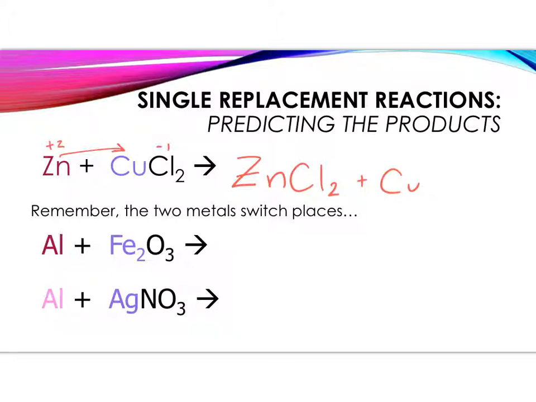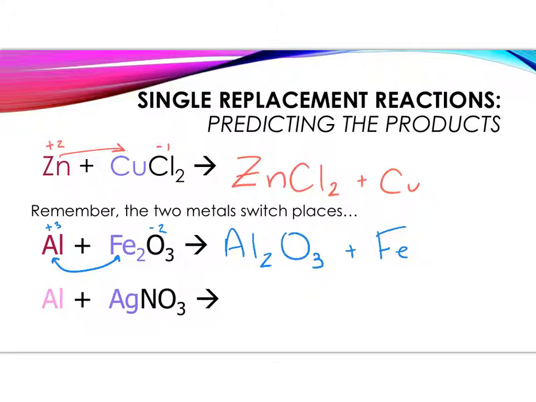All right, so you should have tried these two examples. Remember that these two metals are going to switch places. So the aluminum is always going to switch places with that other metal. Aluminum has a charge of positive 3. When this compound is made, aluminum is going to bond with our oxygen. Oxygen has a charge of negative 2. So the compound is going to look like this. And then the free metal is going to end up being our iron. When you look at this equation, you can see that it's not balanced. For now, don't worry about balancing for these.